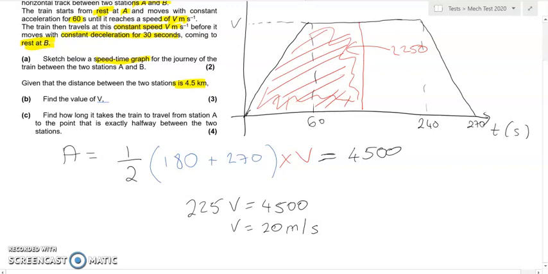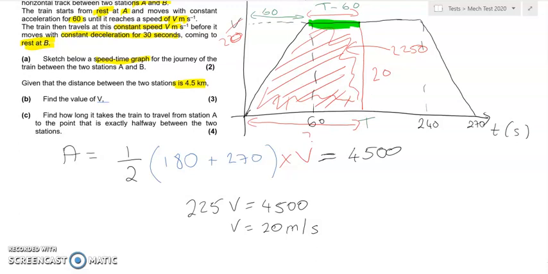Okay, we know that this height here is 20 because we know v is 20 now. But we don't know this distance across the bottom. How much is that? We don't know. And we also don't know what this distance is. So let's say the time is some value t. Then this distance at the top in green is going to be t minus 60, because we know that this first bit was 60 seconds here. So if the whole thing's t, then that top is going to be t minus 60.